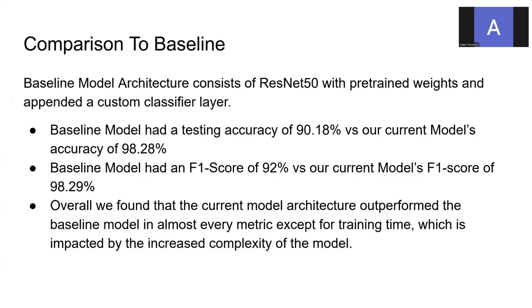In terms of the comparison to our baseline model, as stated before, our baseline model architecture was a ResNet 50 with pre-trained weights, and we appended a custom classification layer to that and trained that layer. This baseline model had a testing accuracy of about 90.18%, so nearly an 8% increase when we added in the complexity from our current model. The F1 score also went up about 6%, which is pretty impressive in terms of improvements there. So overall, we did find that the current model architecture outperforms our baseline model with almost every metric except for training time. And training time is, of course, impacted by the increased complexity of our custom model.